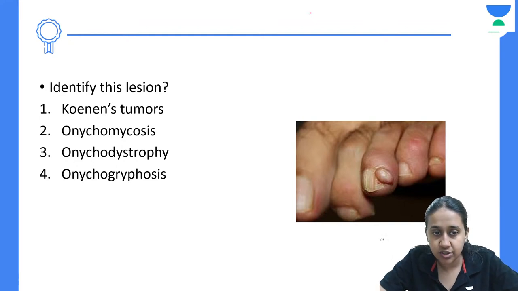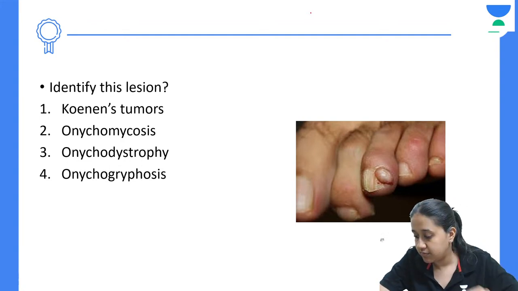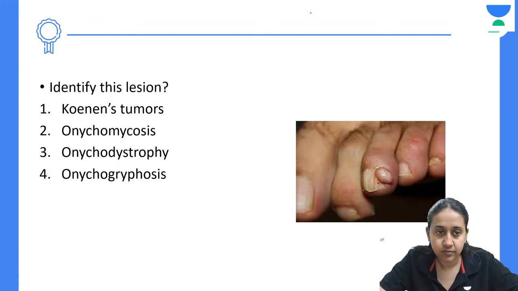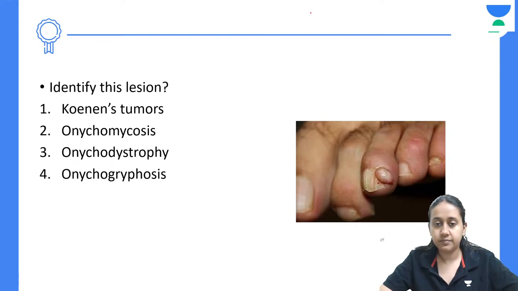Identify this lesion: Koenen's tumor, onychomycosis, onychodystrophy, onychogryphosis.